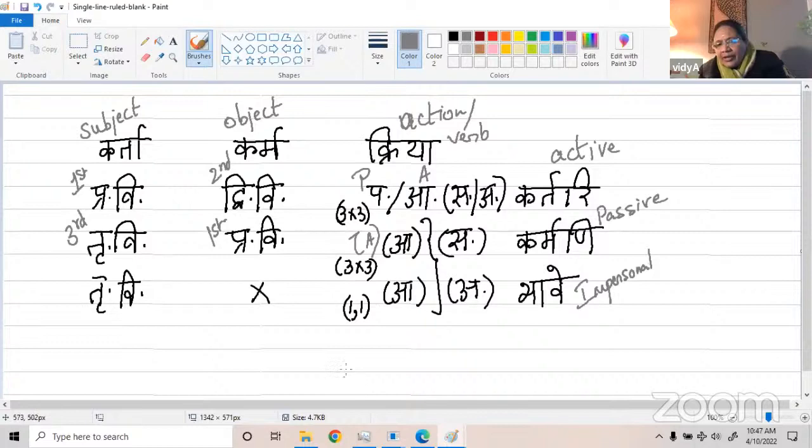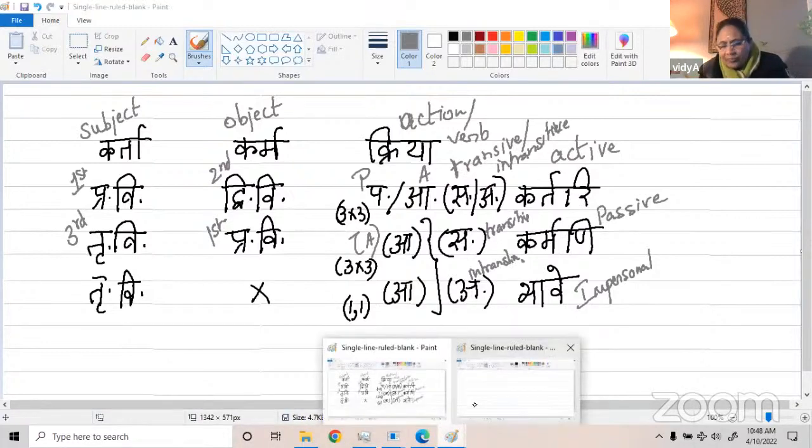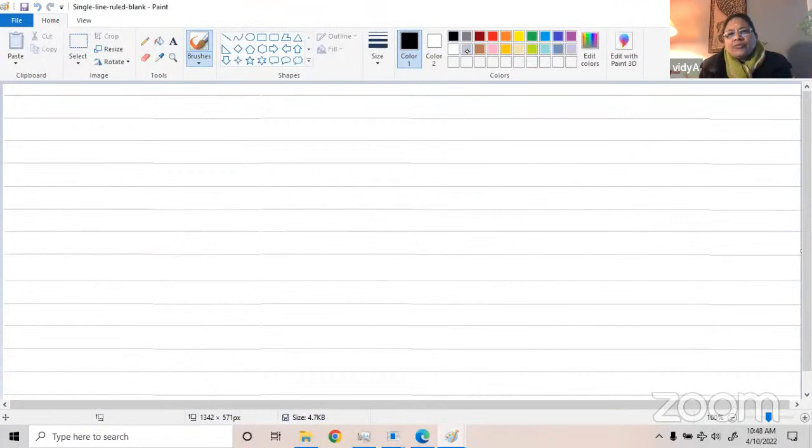The only thing is, here I have said this one is sakarmakaha, a transitive or intransitive verb. Both are applicable for the kartari prayogaha, but for karmani prayogaha, only transitive, and for the bhave prayogaha, only the intransitive. So what does all of this mean? We will take a look at the other document.